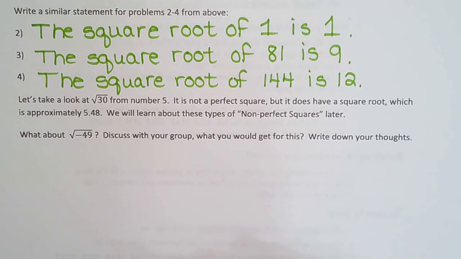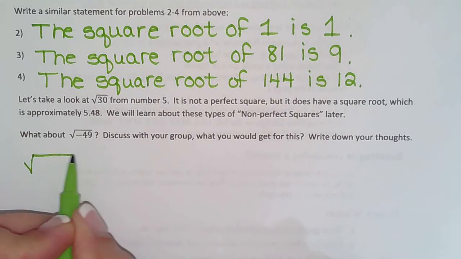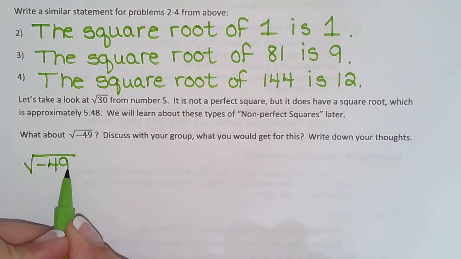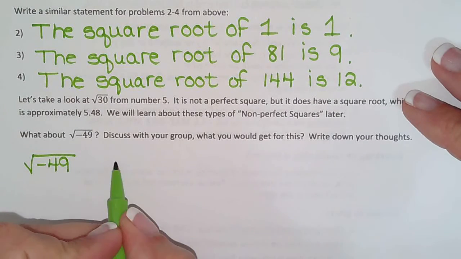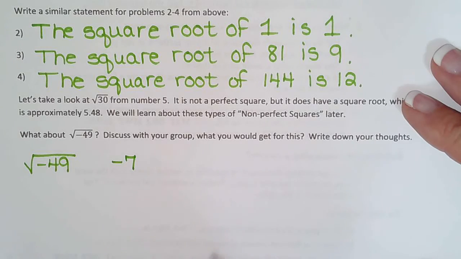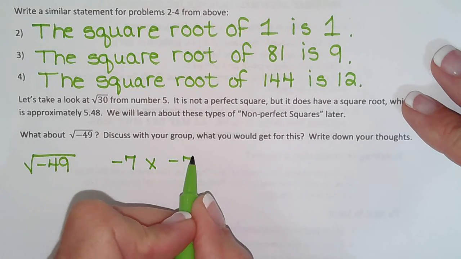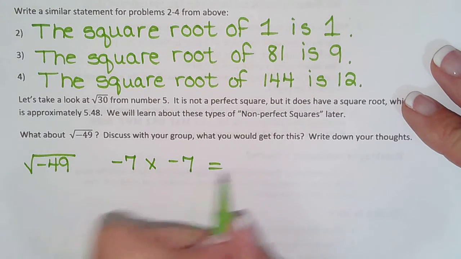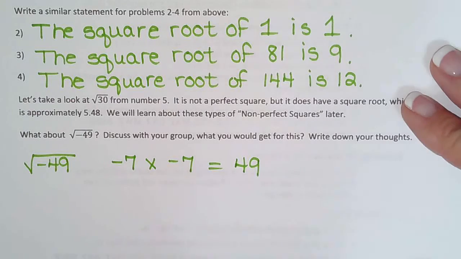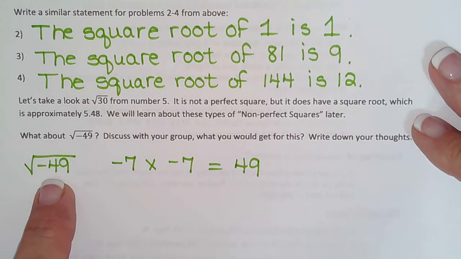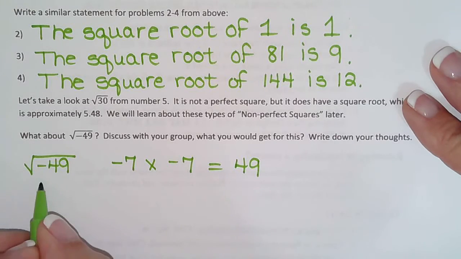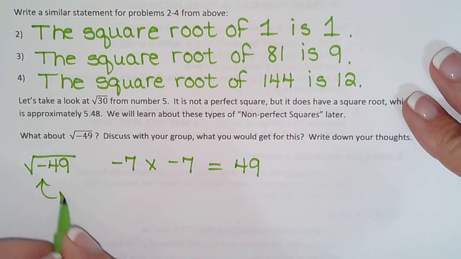So what about square root of negative 49? So square root means what number times itself gives me negative 49. So usually students go, oh, negative 7. Well, negative 7 times negative 7, a negative times a negative is positive. So we can't write negative 7 for this. So this one, we call it a non-real number.